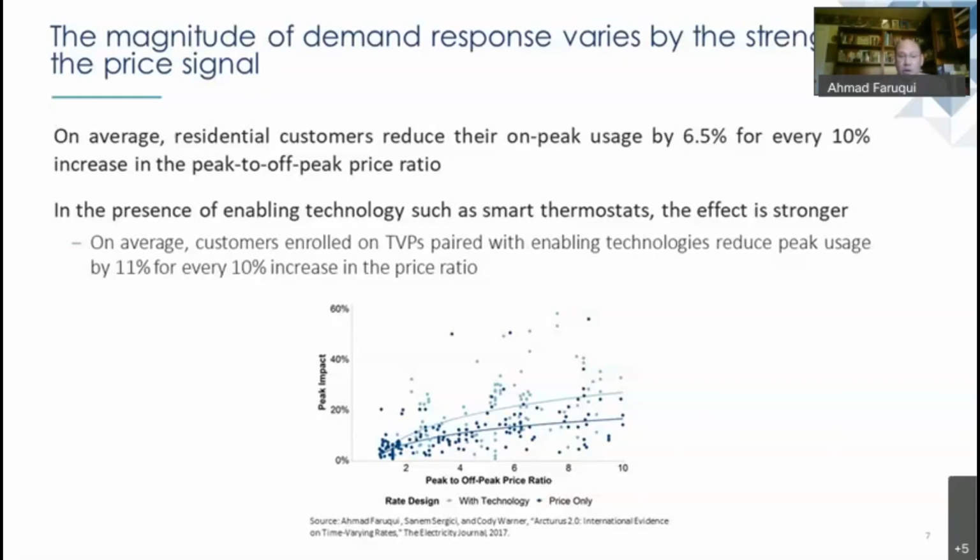The lower line or curve or arc is when you just have price, and the lighter colored arc above that is when you enable price with technologies like a smart thermostat. So you bring in technology, you boost responsiveness. You also make the customer's life easier. They don't have to remember when to do things. It's automated.